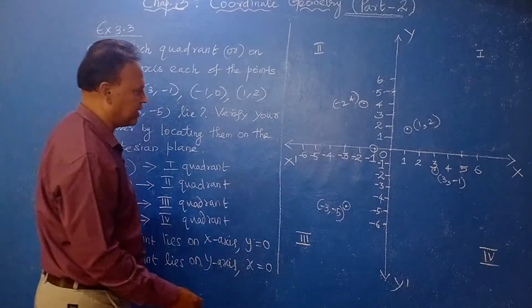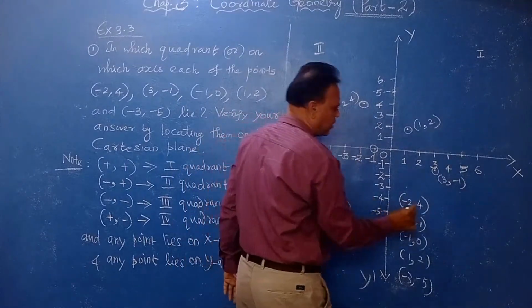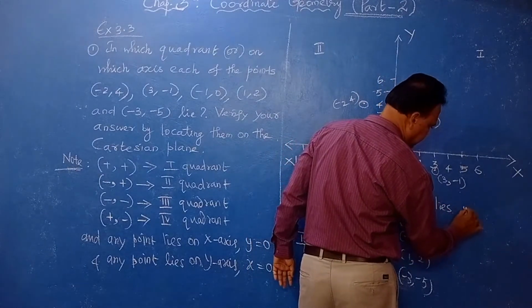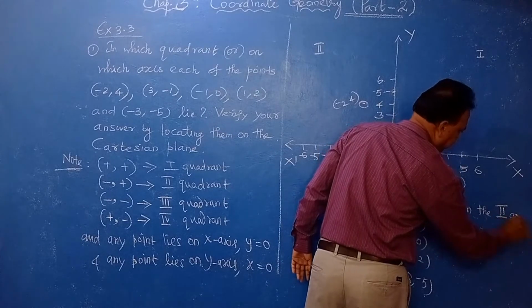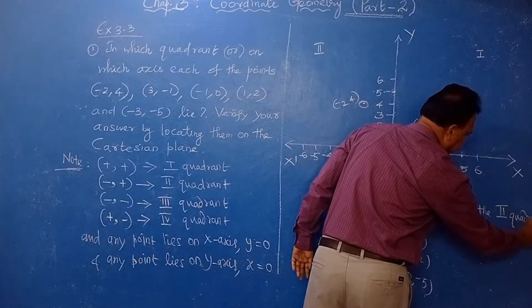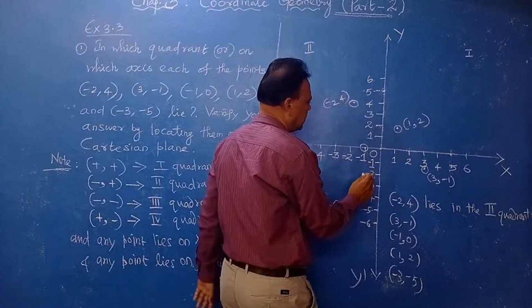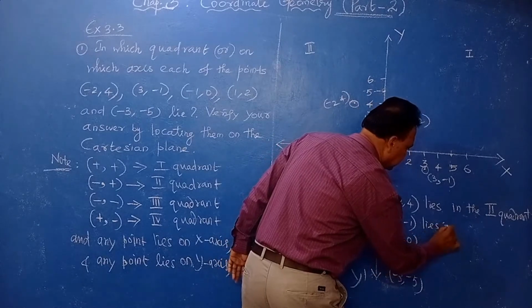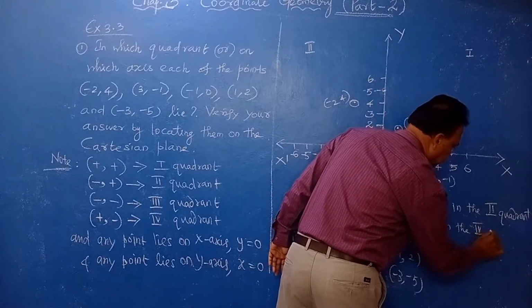Now you can write the answer. Minus 2 comma 4 is second quadrant. It lies in the second quadrant. Three comma minus 1, fourth quadrant. It lies in the fourth quadrant.